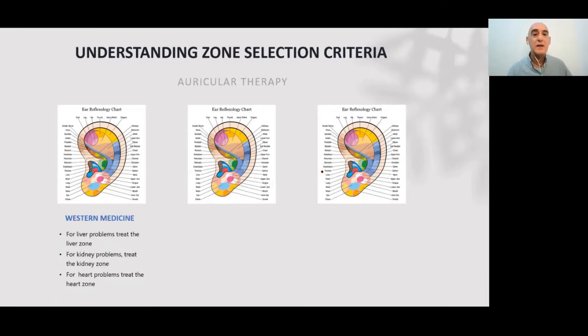So for basic Hirata zone therapy, this is the same criteria. For liver problems, you treat the liver zone. For kidney problems, you treat the kidney zone. And for heart problems, you do the same. So very, very easy. If someone comes to you and says, oh, I've got problems with urination, or I've got bladder problems, you can choose to use the bladder zone, or if they've got nephritis, you can choose to use the kidney zone. So a very simple selection criterion.